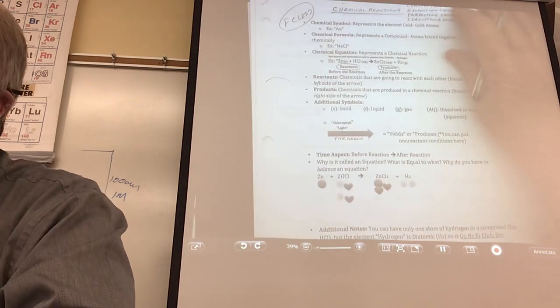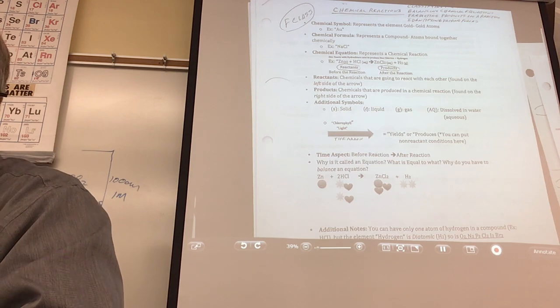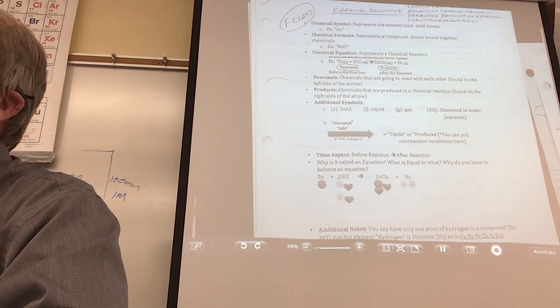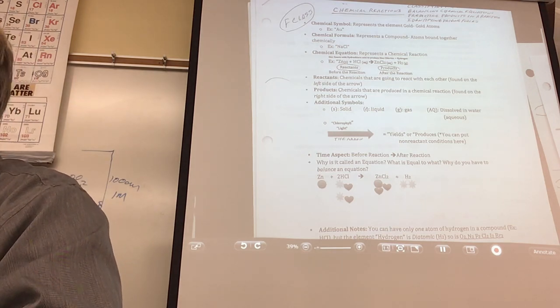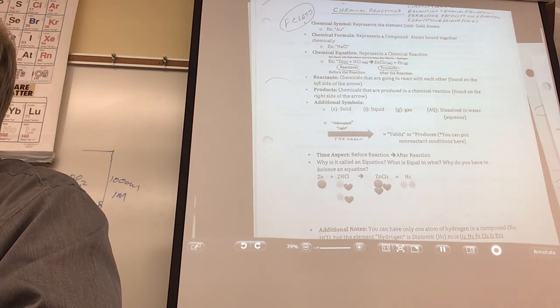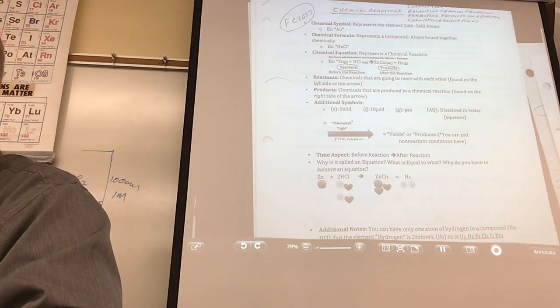Number 1, chemical symbols. In the first 2 weeks of chemistry, you had to learn these symbols, okay? But what do they represent? When I see Au, that's just 2 letters, isn't it? But what does the chemical symbol represent? What do you think? Olivia, what is it? What does that represent? An element. Okay.